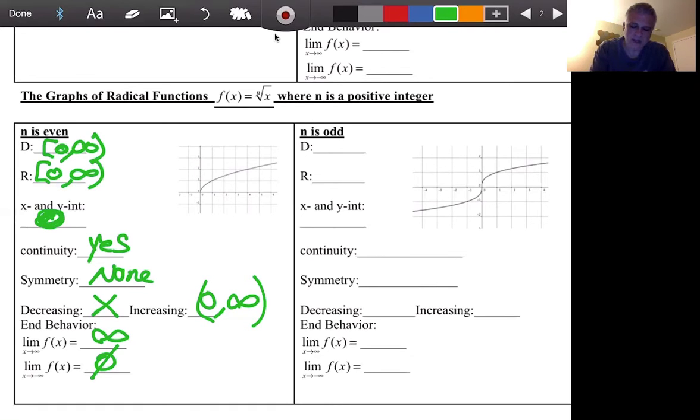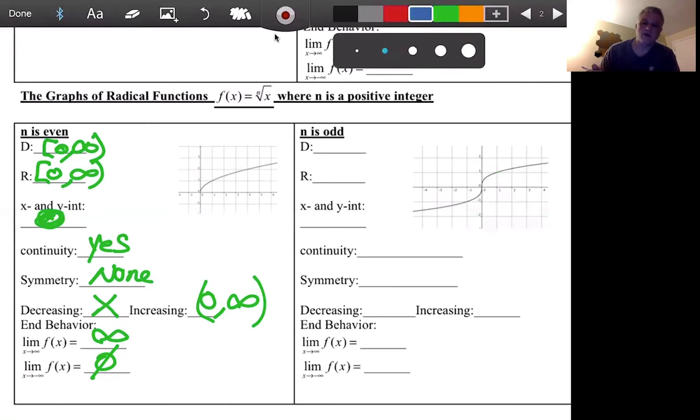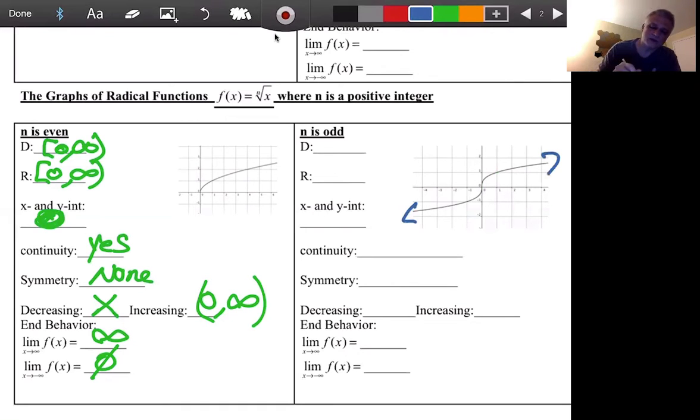All right. Now, if n is a positive integer and odd, if it is the cube root, the 5th root, the 7th root, then you might have a graph looking like this little baby right here. All right. So what is the domain? Well, it looks like it goes all the way to the left, all the way to the right, and it doesn't have any breaks in between, so it has all real numbers for its domain.